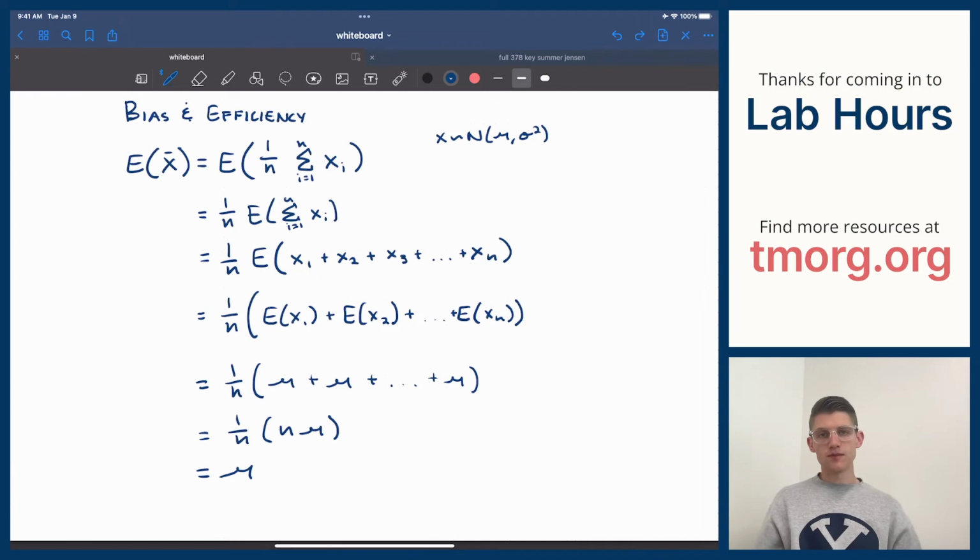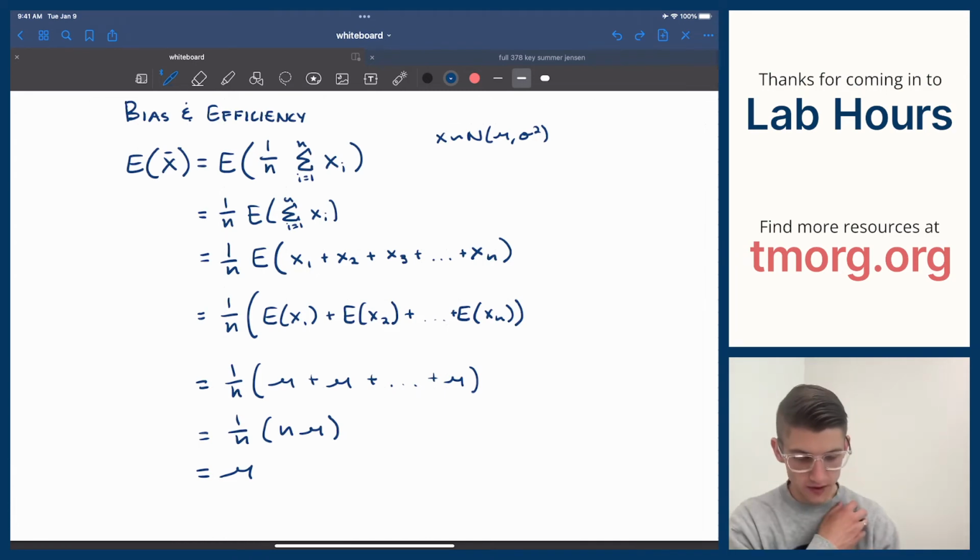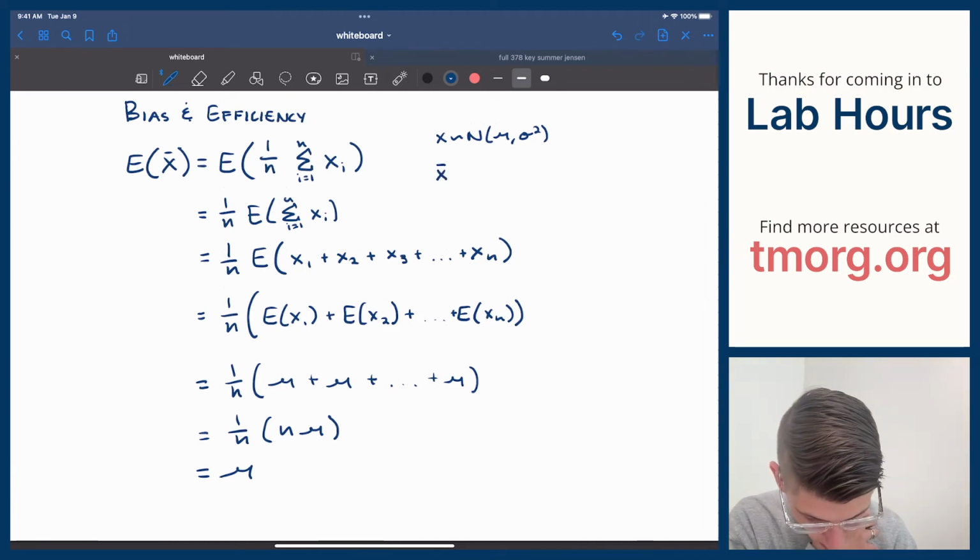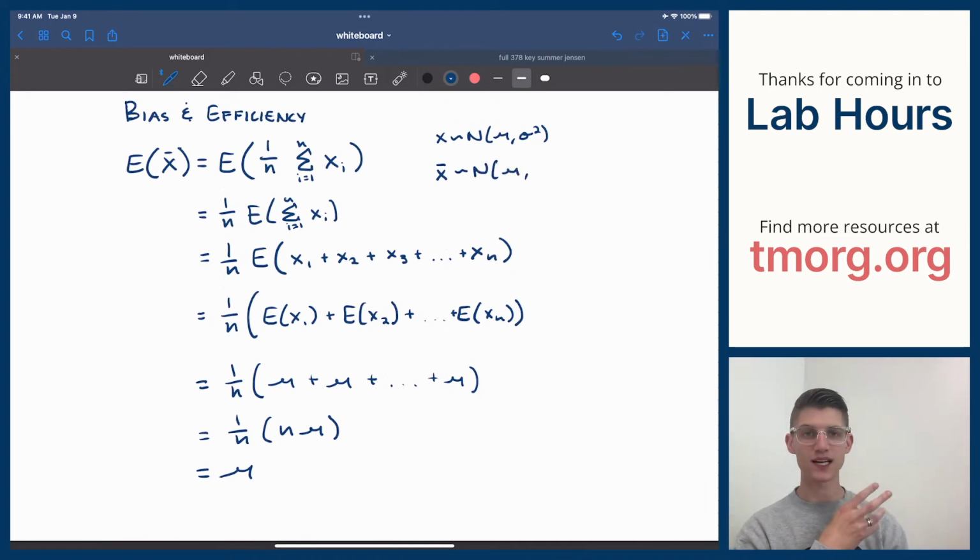What does this actually mean? How is this helpful, right? Well, first of all, it lets us write the following. X bar is distributed as a normal random variable with a mean of mu, right? We have an expected value of mu here, which is super cool because those line up.